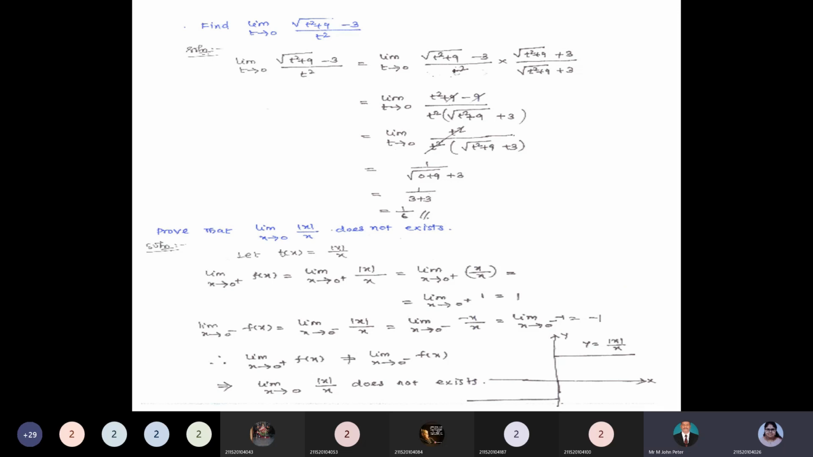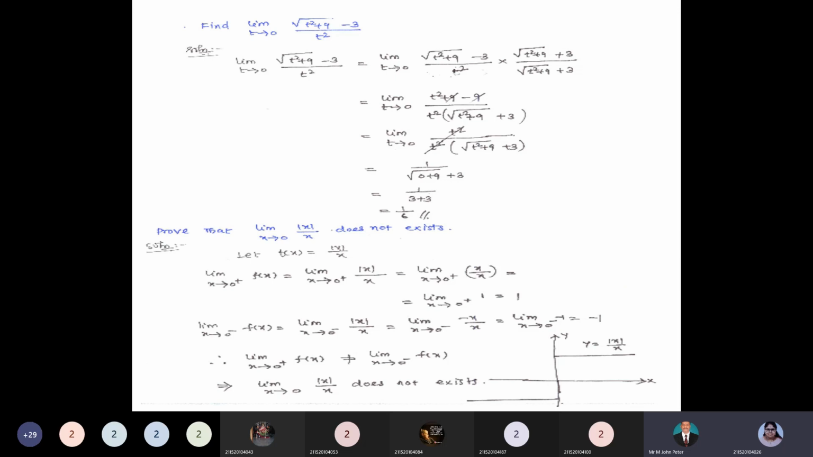So that is numerator, this root of t square plus 9 minus 3. Okay, so that is a minus b into a plus b in the numerator. So a equal to what? Root of t square plus 9. For that the square becomes t square plus 9, the root vanishes, you'll get t square plus 9. So that minus b square. So 3 square is 9. That's what they have put as 9.